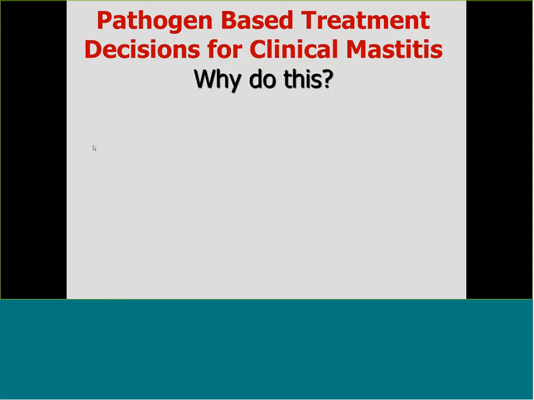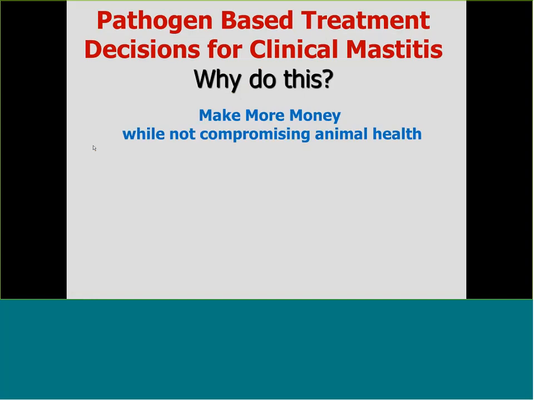So, why is QMPS working on pathogen-based treatment decisions for clinical mastitis? And if this were a more interactive lecture, I'd ask for this. We'd raise hands, have some chatting, but I'll just blaze through it. What we want to do in the dairy industry, it all comes down to making more money, while of course not compromising cows' health. So how do we make more money? By pathogen-based treatments for clinical mastitis.